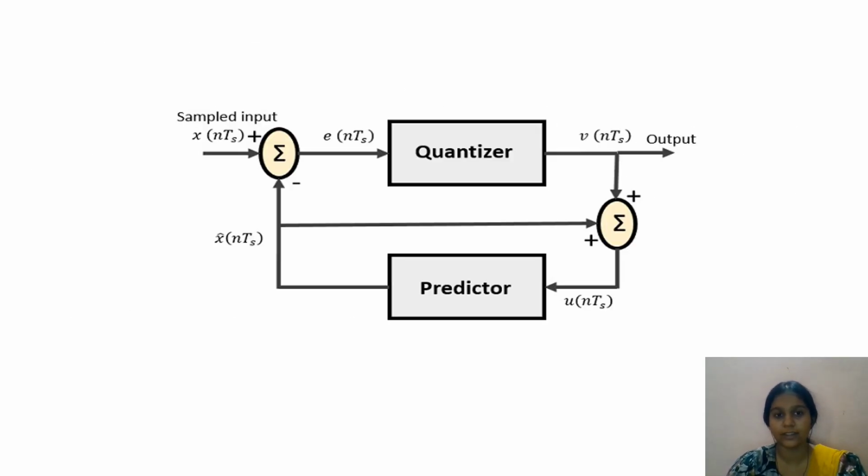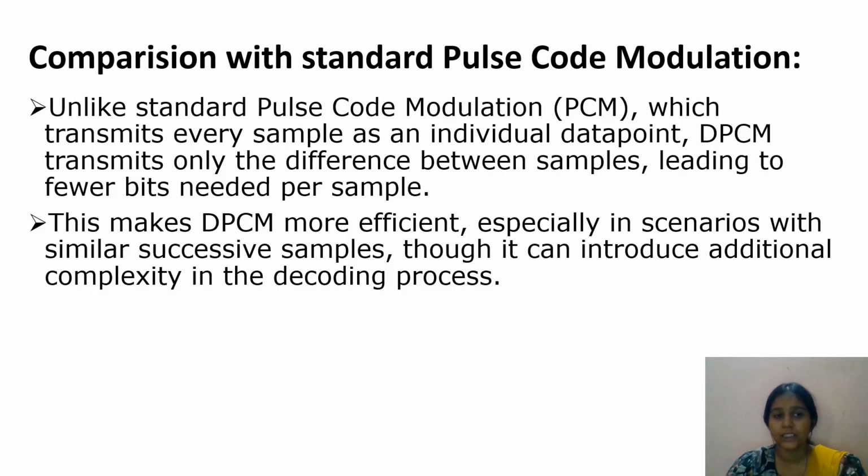So this is the block diagram of the DPCM. Here the sampled input is given to the summer, and this is the feedback signal which is given to the summer. Both signals are given to the quantizer, and we get the DPCM output.